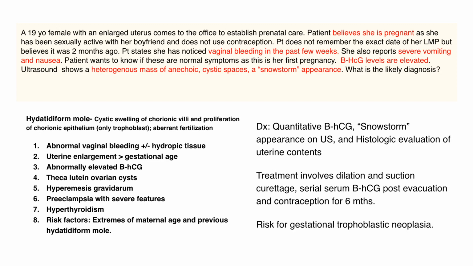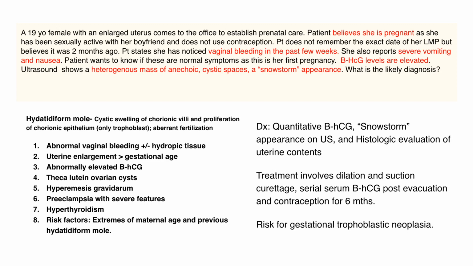B-HCG levels are elevated. Ultrasound shows a heterogeneous mass of anechoic cystic spaces and a snowstorm appearance. That is important. What is the most likely diagnosis? So this patient has a hydatidiform mole, which is a cystic swelling of the chorionic villi and proliferation of the chorionic epithelium. This usually occurs from a fertilization that goes wrong.